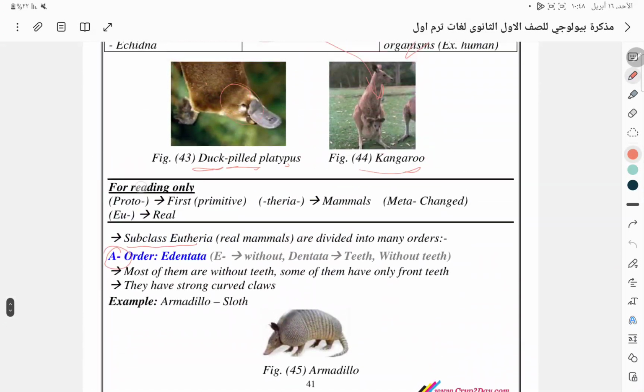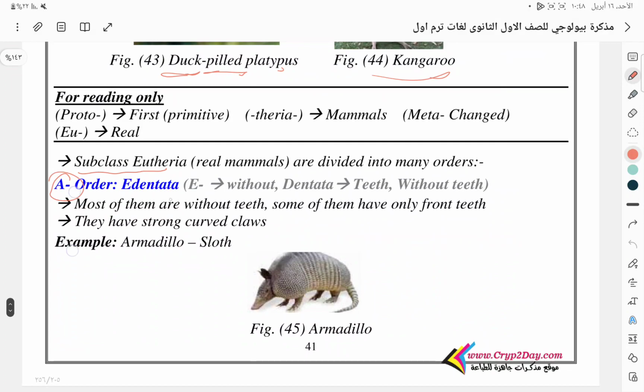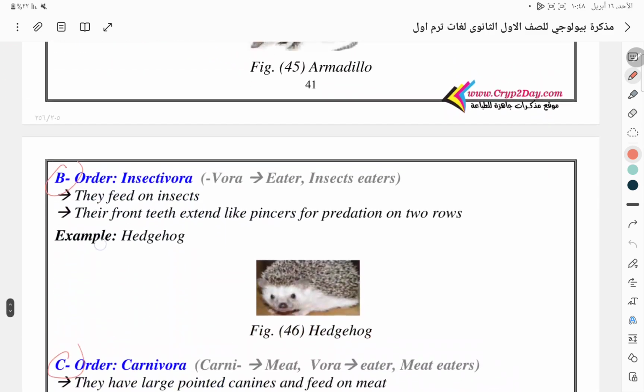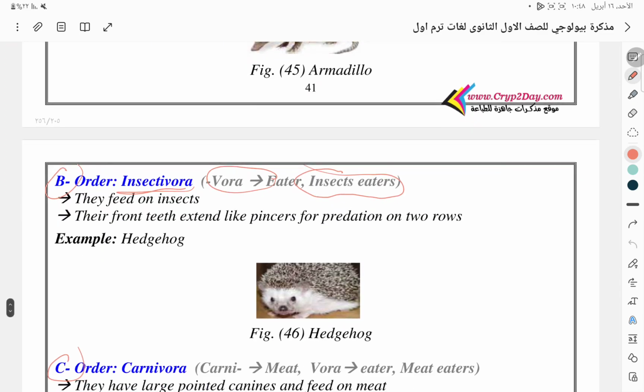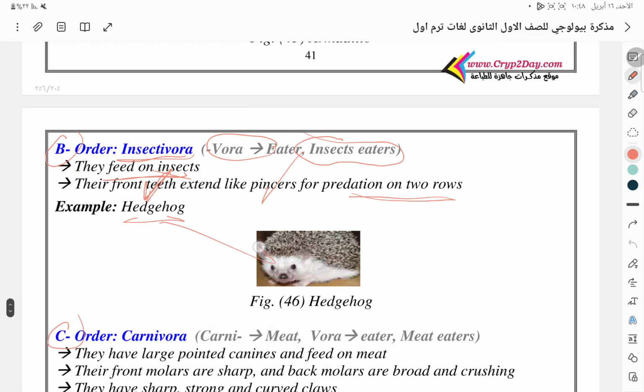Now we start with the orders. Order Edentata. E means without, denta means teeth. Most of them are without teeth. Some have only front teeth and strong curved claws, like armadillo and sloth. Insectivora: insect eaters. They feed on insects and have teeth like pincers for predation.